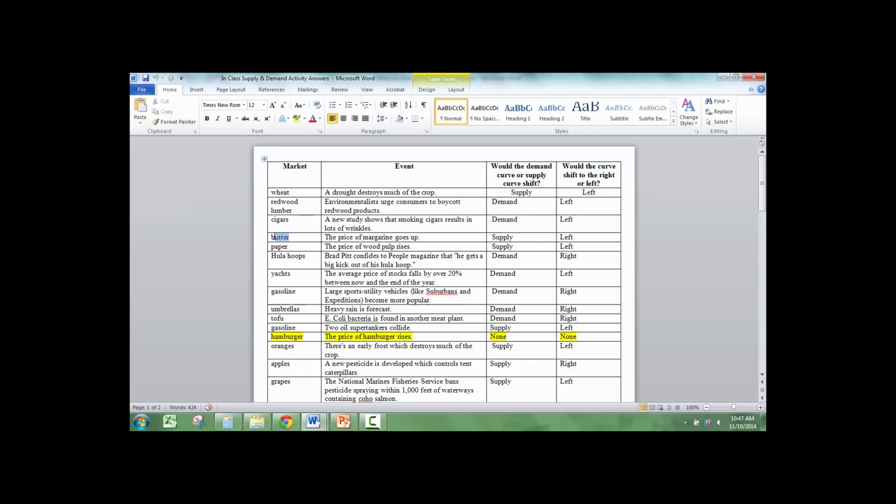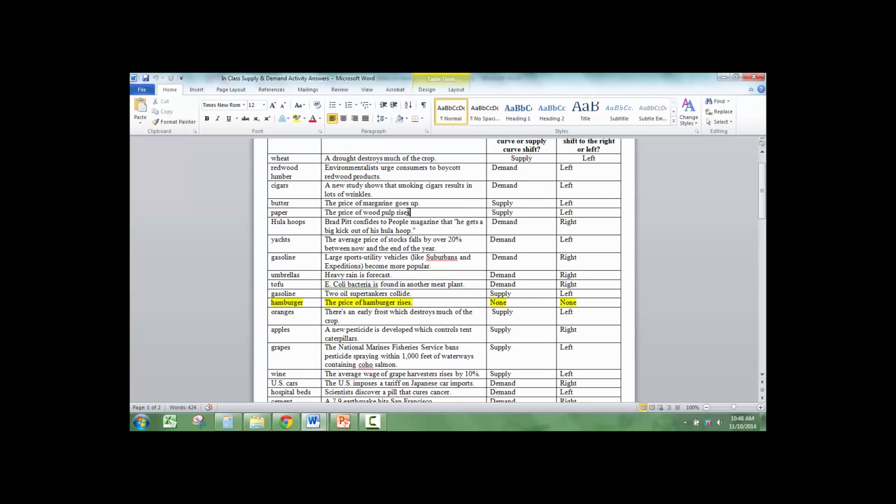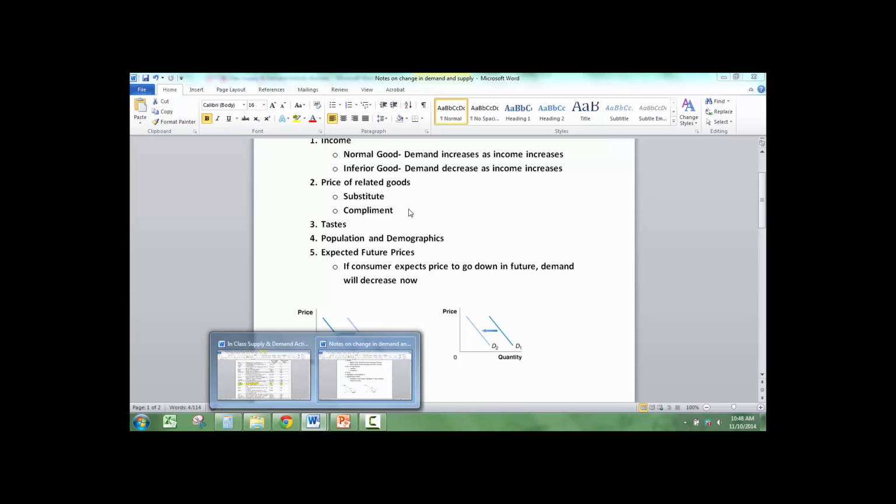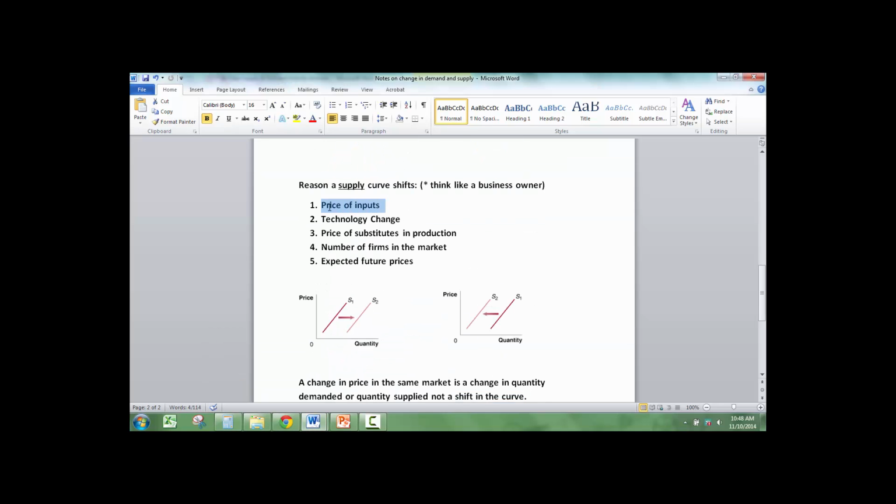Now, butter. If the price of margarine goes up, we're going to supply less butter. The reason being is if we're a supplier and we can charge more for margarine, we would shift the butter supply to the left and increase supply of margarine. Because remember, think like a business owner. Paper. So if I'm in the paper products and the price of pulp, wood pulp rises, this is an input, this is how you make paper, then supply would decrease because, go back to our form here, price of an input would cause a change.